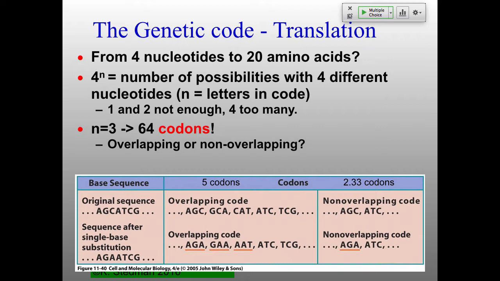4 to the 4? Quickly. Way too many. 4 to the 3, however, is 64. So enough. 64 codons. So 3 nucleotides per codon. And so that's your code. You have to have words of 3 letters in order to get just 1 letter back out at the end.